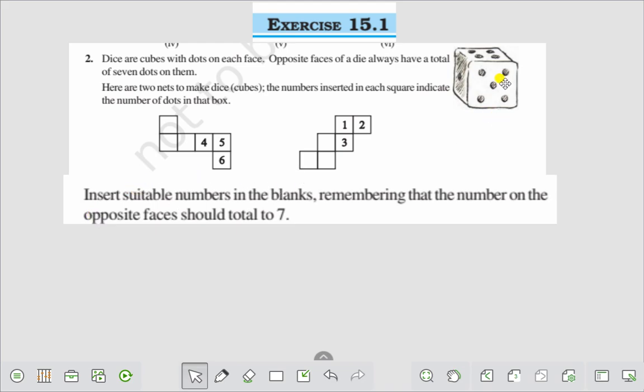That means if it is 5, the opposite face is 2. If it is 4, the opposite face will be 3. If it is 1, then the opposite face will be 6, right? Now we will make the numbers here.